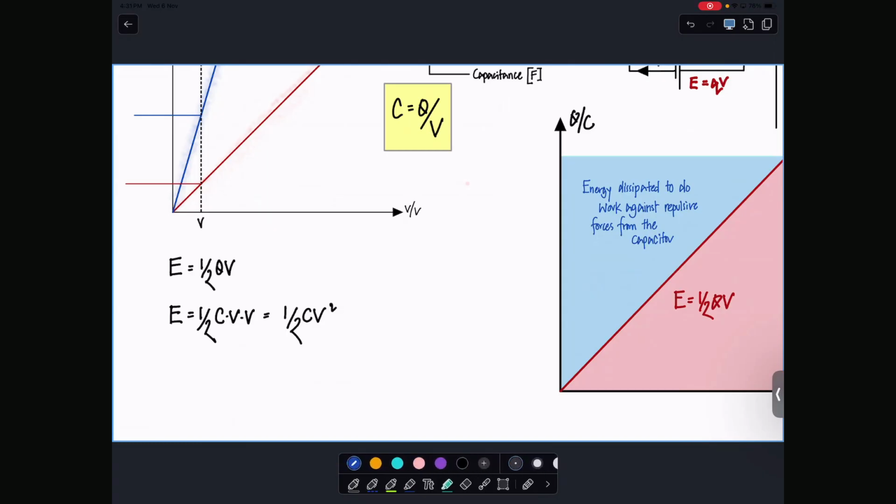Use this always. You can be very safe in knowing that there is no chance of making a mistake here. Half QV has problems. And that's the same reason why, for springs, I used to discourage which formula? Half Fx. What did I recommend to use for energy stored? Half kx squared. Can anyone tell me?